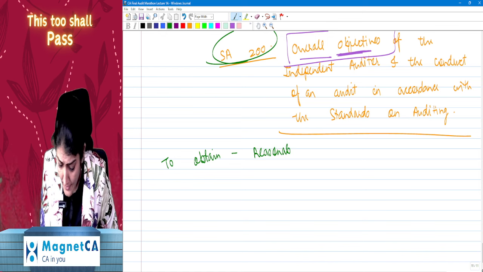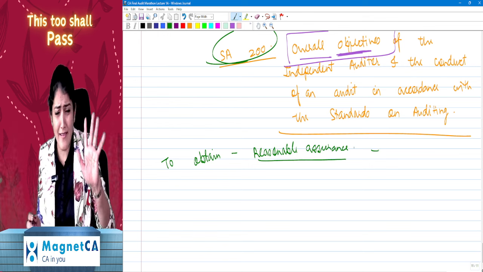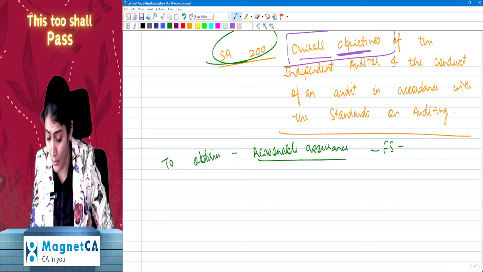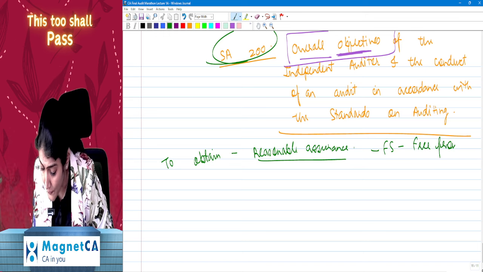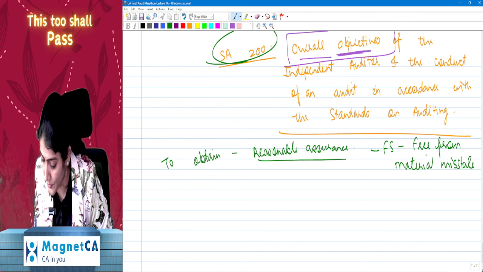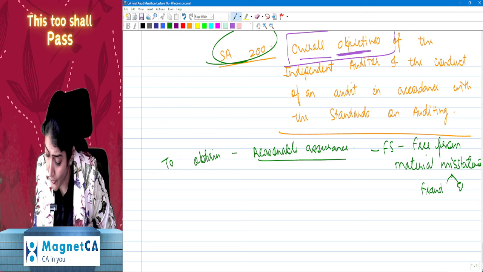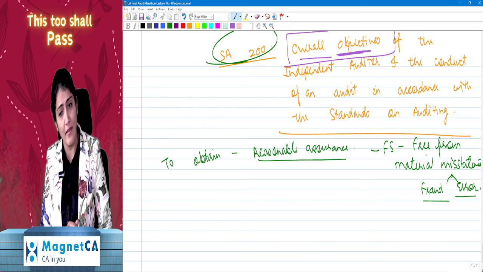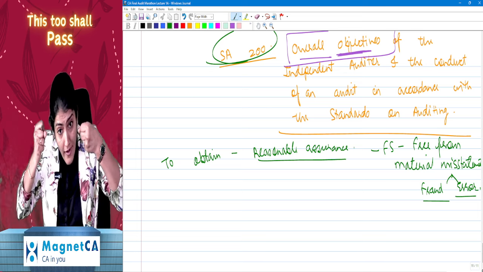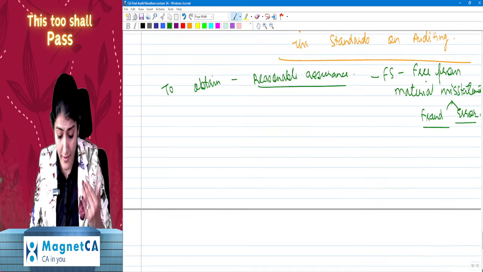Reasonable assurance. So not high, not low, but reasonable assurance that the financial statements which are being audited by the auditor are free from material misstatement, whether due to fraud or due to error.